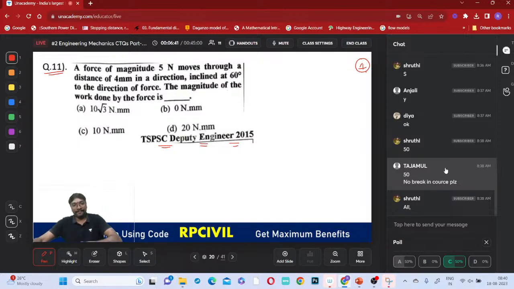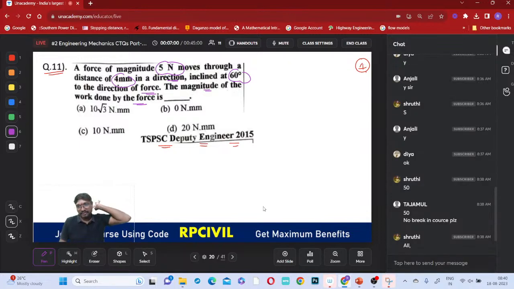Right, over. Now, what is it you can say? A force of magnitude 5 Newton moves through a distance of 4 millimeter in a direction inclined at 60 degrees with the direction of this force, right? The magnitude of this work done by the force is, right? So what is the magnitude of this work done by the force?